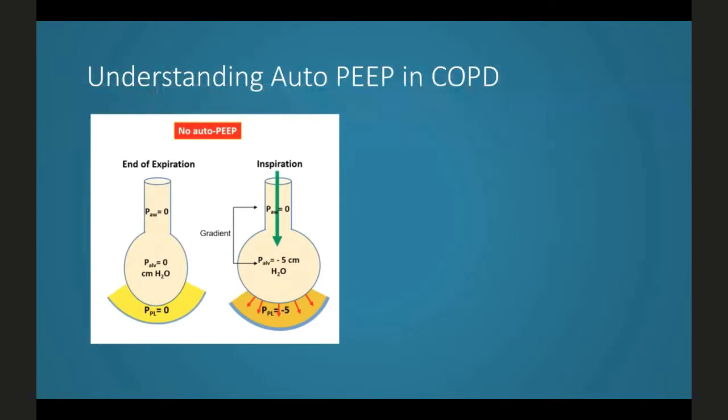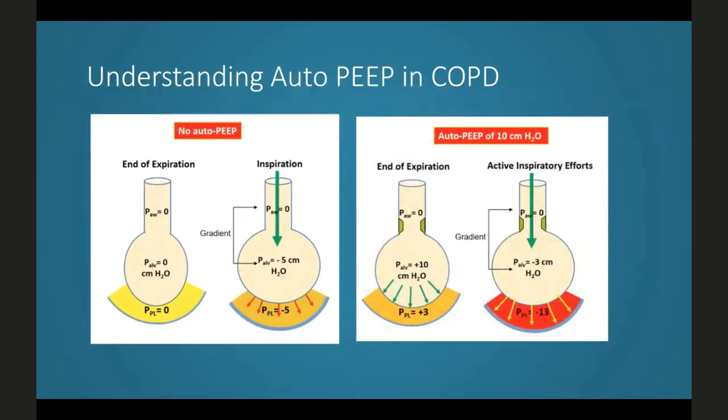Fine. Now, imagine a situation where there is air trapping, and due to this air trapping, it develops an auto-PEEP of 10 centimeters of water. This is for your understanding. So when the alveolar pressure is 10, some of it is being transmitted to the pleural pressure, maybe 30% of it. You can take it as +3. This happens at the end of exhalation.